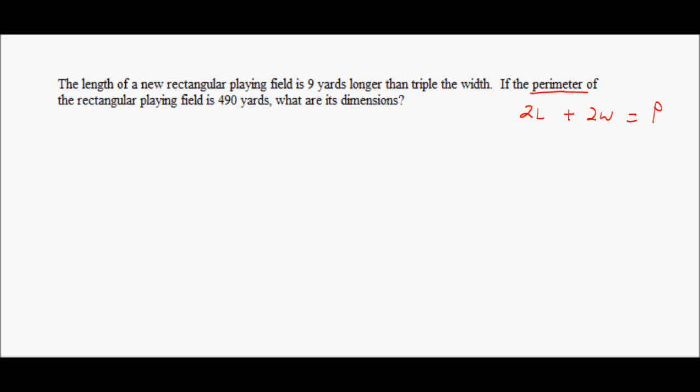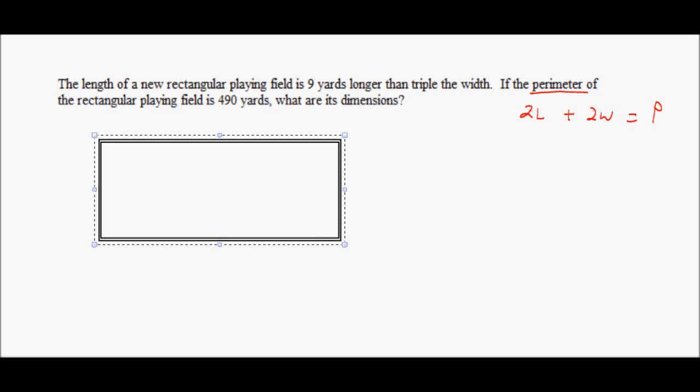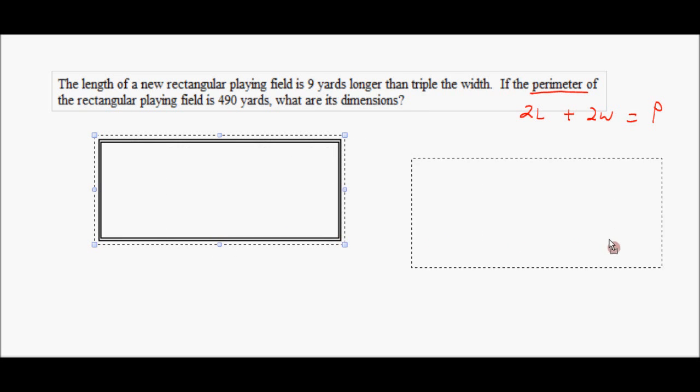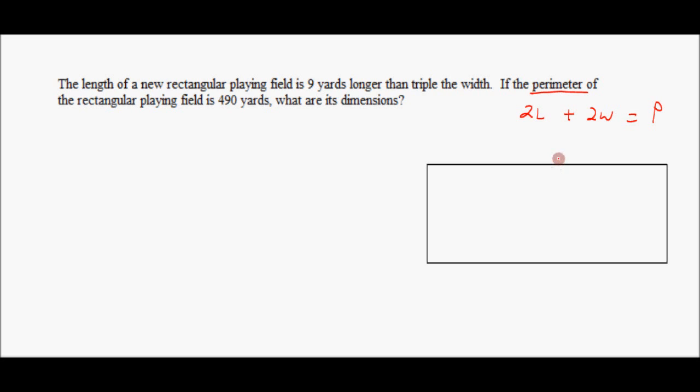Anytime it's a word problem that involves a rectangle or any geometric shape, it can be helpful to sketch a picture. So let's draw ourselves a little rectangle here. There are two things that we're looking for. It says, what are its dimensions? So we want to know the length and the width. So we're going to start out by labeling the width as just W. We're starting out labeling the width because we can write the length in terms of the width. They describe the length using the width as the starting point.